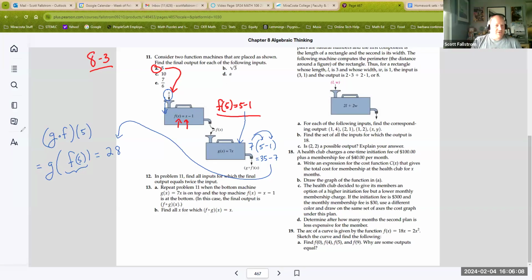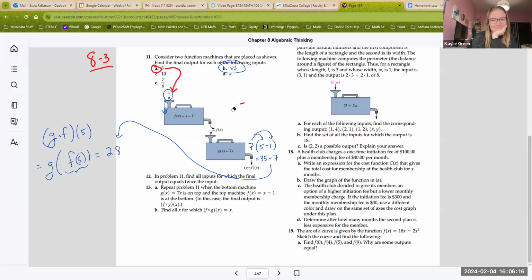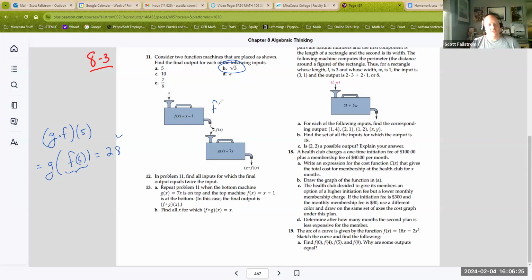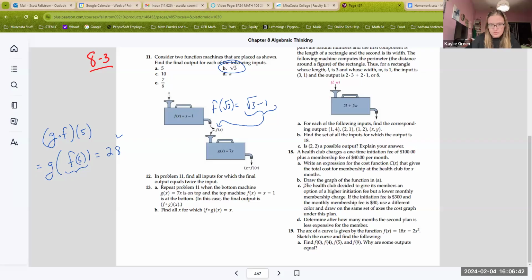So now, if you don't mind, can we walk through what you would do if it was the square root of 3? Okay. What are you going to do? So you would input that. So f of square root of 3 equals square root of 3 minus 1. Okay. And now that becomes your output, but it also becomes your next input. So what would you do to finish this one off? You could do 7 times, and then in parentheses square root of 3 minus 1.